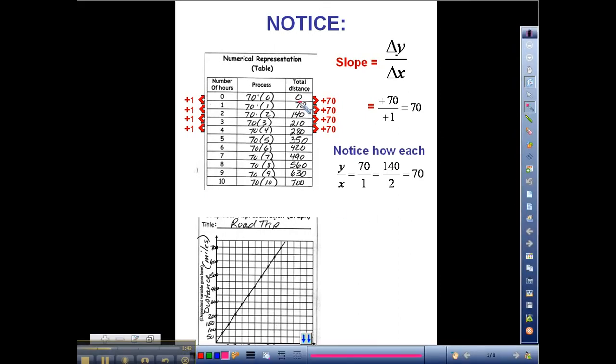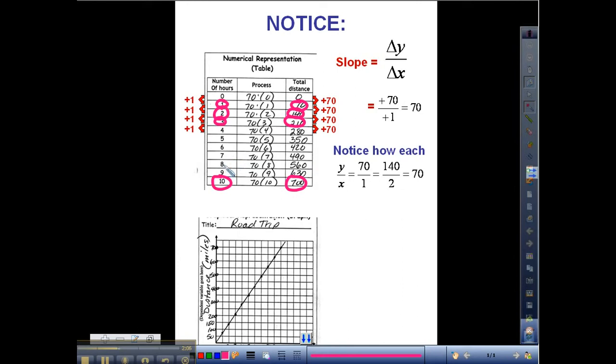What do you get when you take that y of 70 and divide by 1? What's 70 divided by 1? What's 140 divided by 2? What's 210 divided by 3? What's 700 divided by 10? Each y in this table, when it's divided by its x, gives you a constant number.